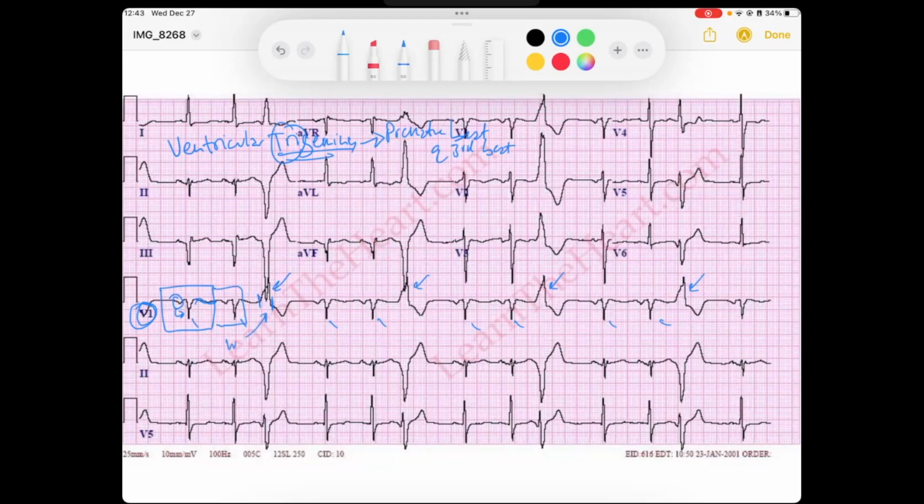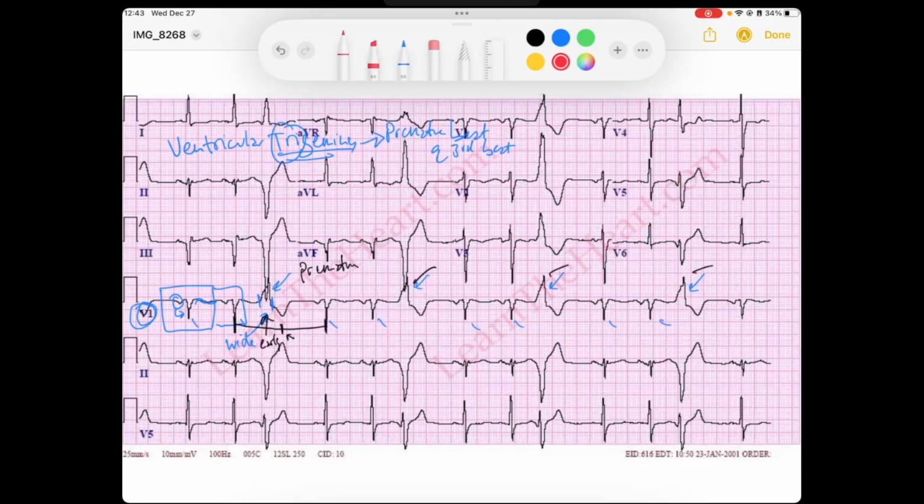So this is wide. If you notice, if I draw an interval from here, where this normal beat is, to the next normal beat, I would expect the next QRS to land there. But see, this is early, so this is a premature beat. And all these beats we see are premature in the same fashion.